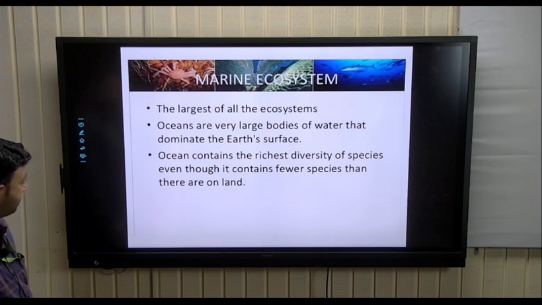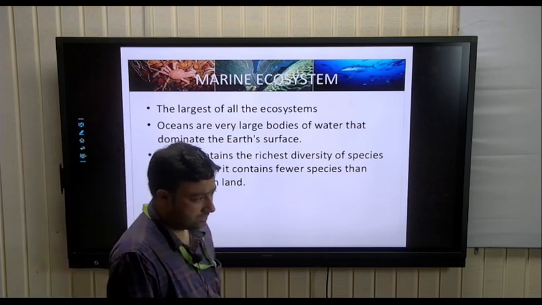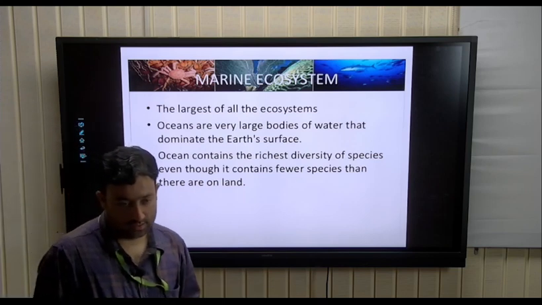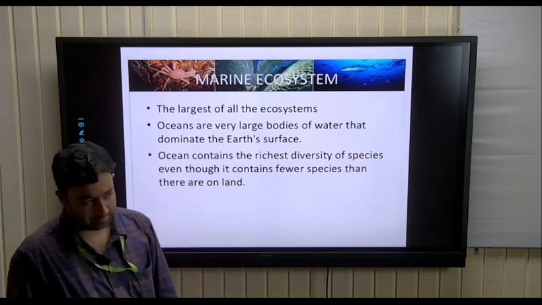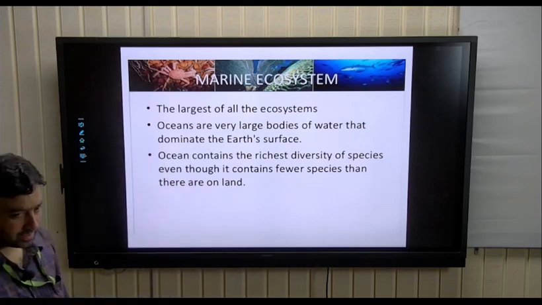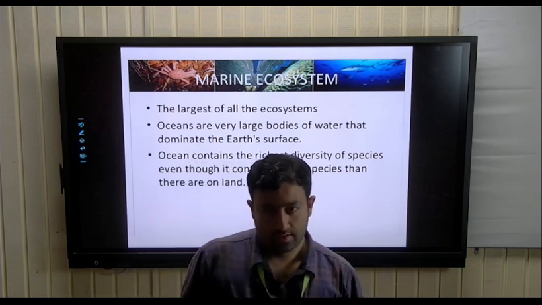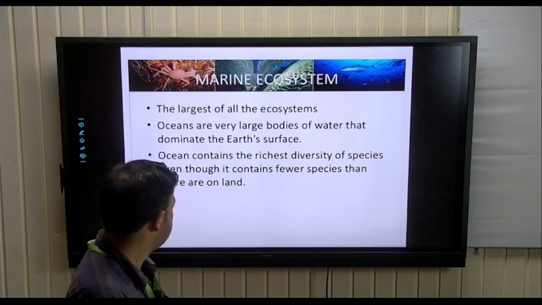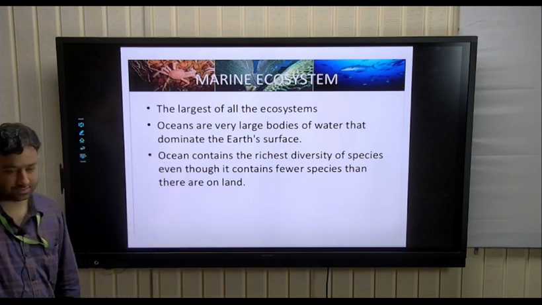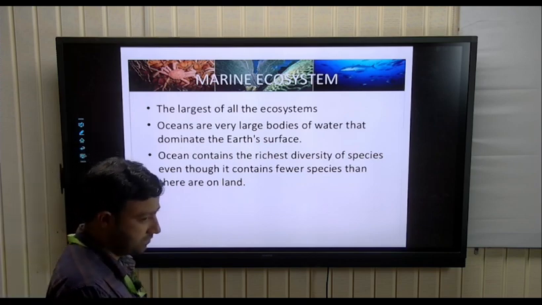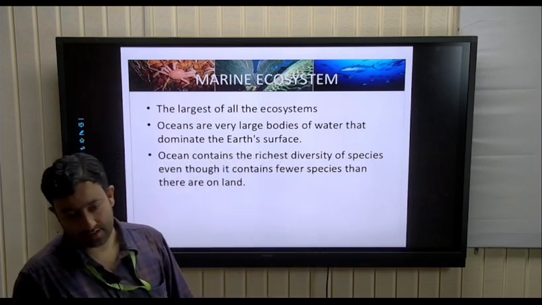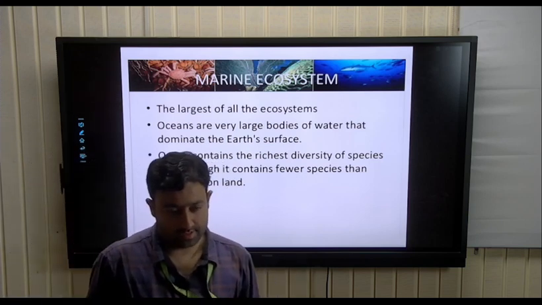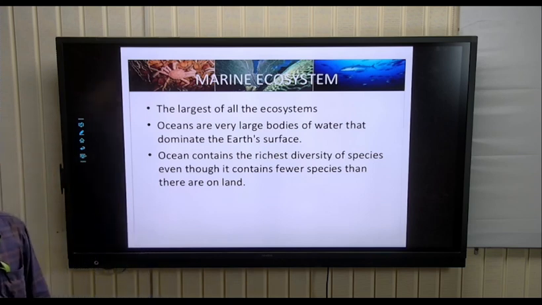Marine ecosystem. As we all know, 70% of the earth is occupied by marine water bodies. In the marine water bodies there are oceans, coral reefs, and estuaries. The largest of all ecosystems are marine ecosystems. It has a high concentration of salts, as in case of freshwater ecosystem, there is less than 1% of salts present.